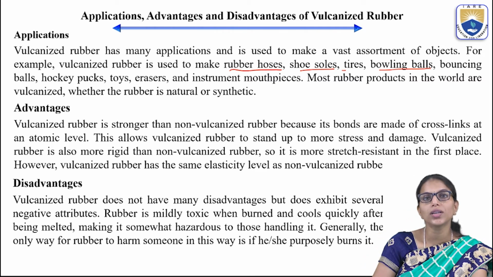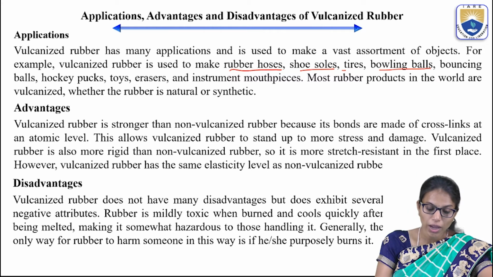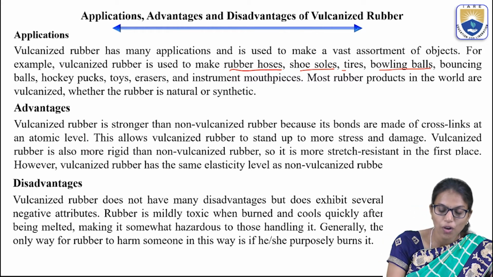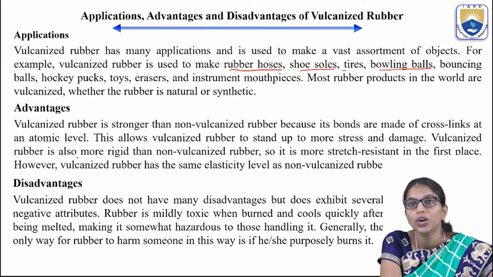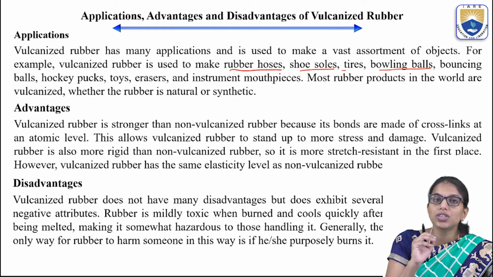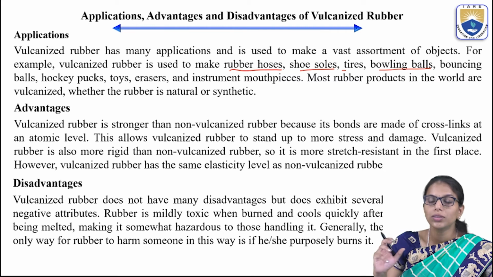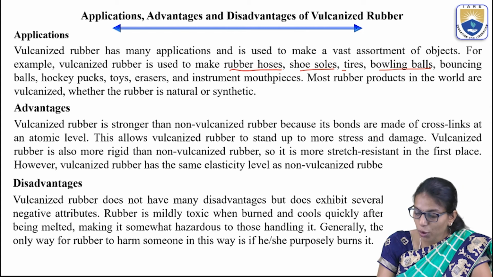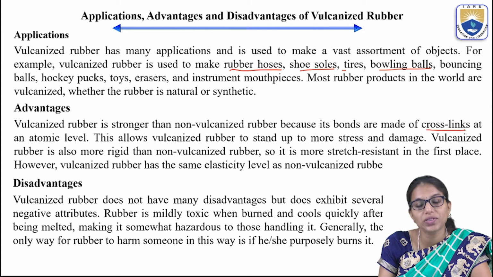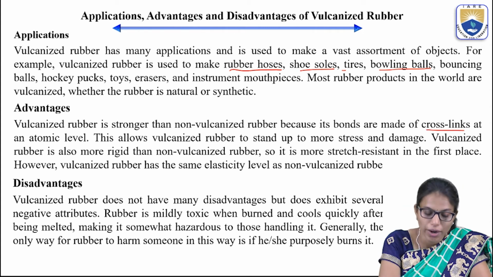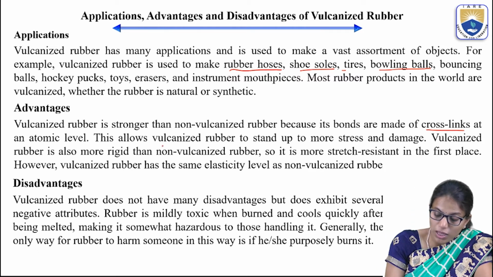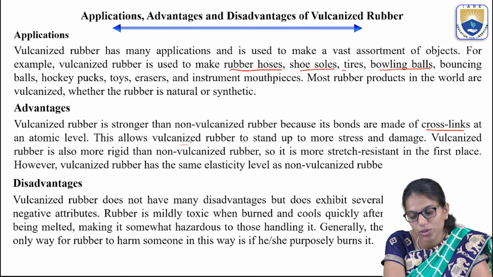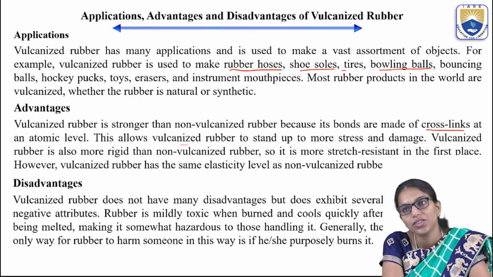Now coming to the advantages of vulcanized rubber. Vulcanized rubber is stronger than non-vulcanized rubber. Why? Because it has cross-linking between each layer. That's what we call a high strength type of rubber, vulcanized rubber, because its bonds are made, as I have said, cross links at an atomic level. This allows vulcanized rubber to stand up to more strain and damage.